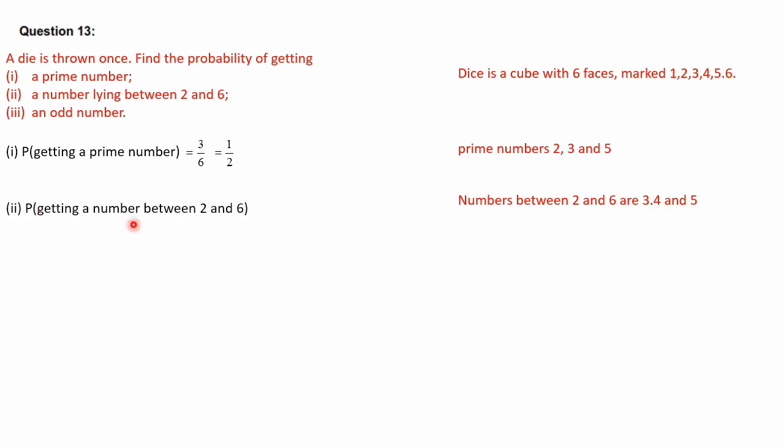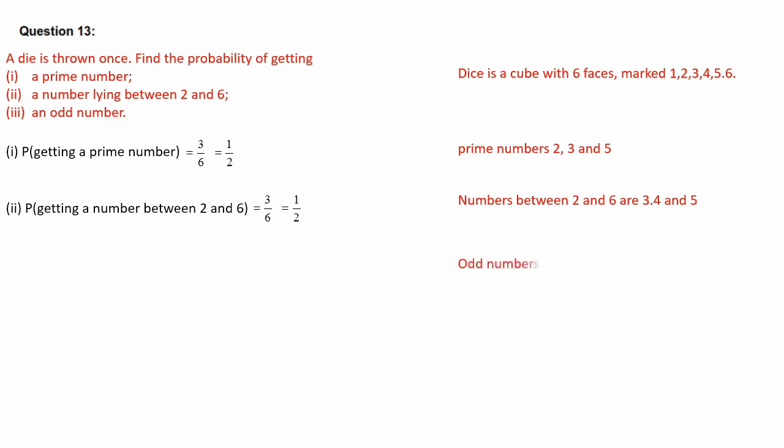So the required probability, that is the probability of getting a number between 2 and 6, is 3 divided by 6. Here also 3 is common in both numerator and denominator. When we cancel, we will get 1 by 2.